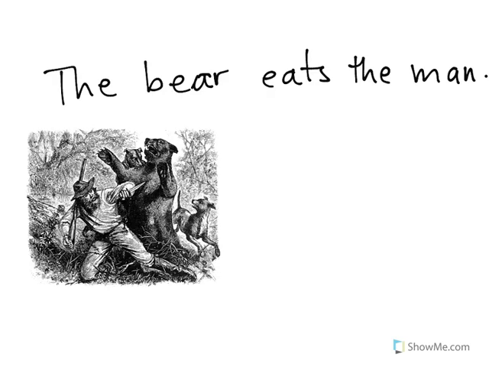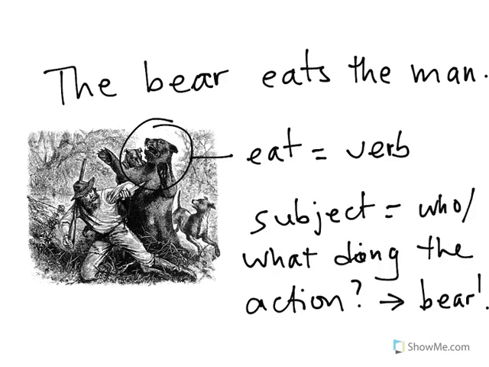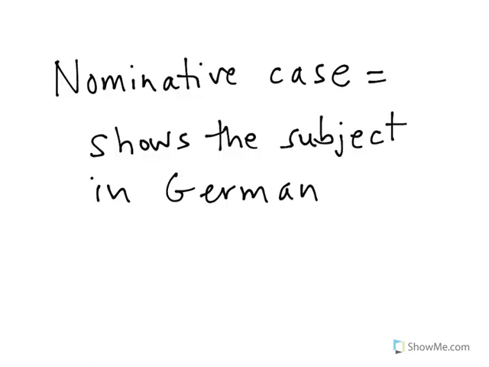So, if we have the sentence, the bear eats the man, what's the action here? Eating. So eating is the verb. Now, who or what is doing the action of eating? Yes, you're right, that's the bear. That means the bear is the subject. You may already know that that means we need to use the nominative case in German to show the subject.